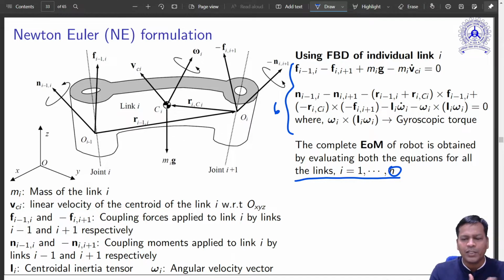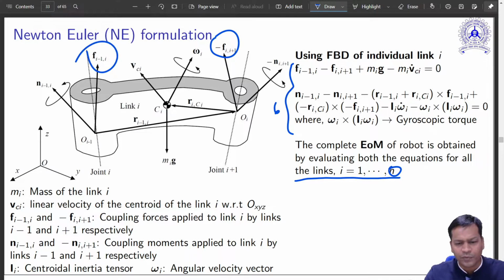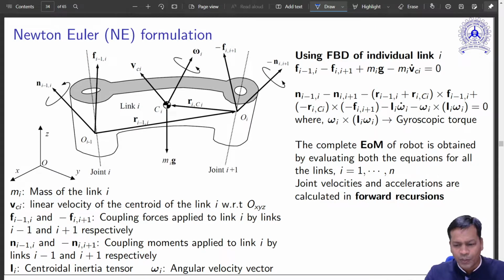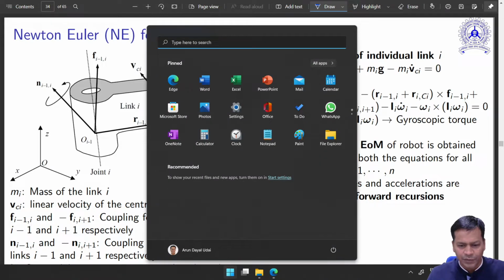Combining them all together, you can eliminate all the internal forces, and finally what you get is the forces that we need, that is the joint torques. Okay, that is the torque over here you can calculate. So how is that done? So yes, this is a method which works on forward recursion. Why? What is forward recursion? Forward recursion, why is that the term which is coined here? Let us just see.